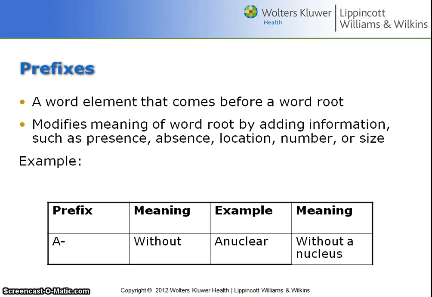This slide's talking about the prefix, or an element that can come before a word root. These will be used to modify the meaning of the word root by the means shown below. An example is putting an A before a word root. A means without, so anuclear is without a nucleus.